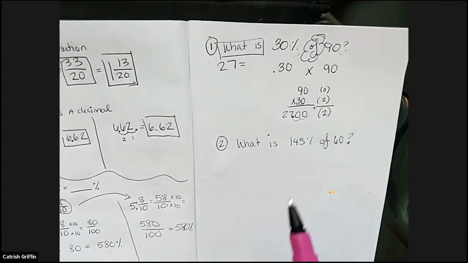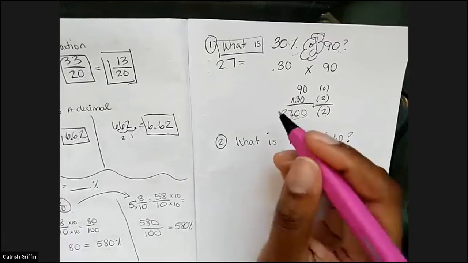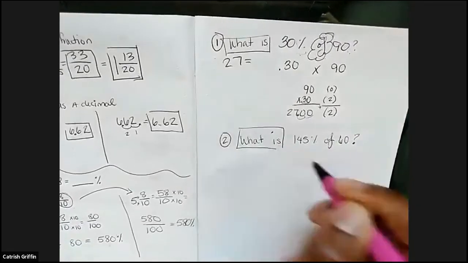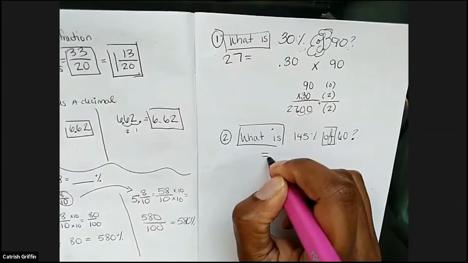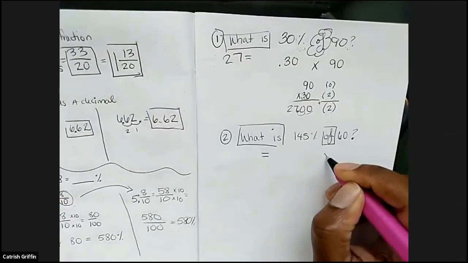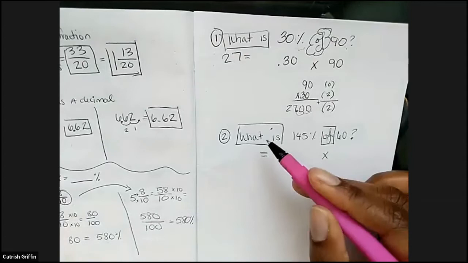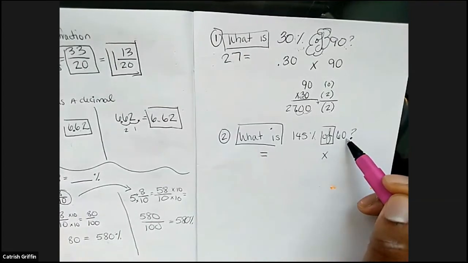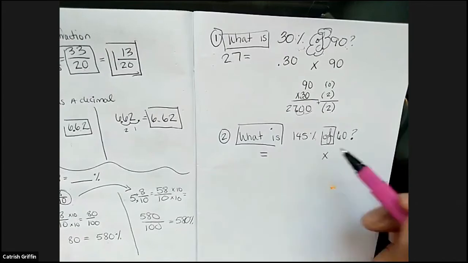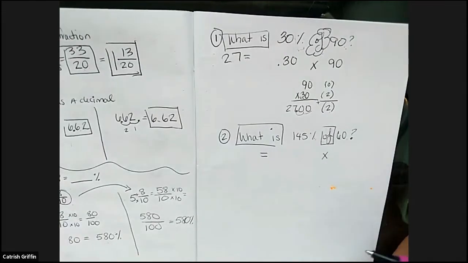So, all right, I wrote out the question, and I'm gonna box in these keywords, "what is" and also "of." "What is" usually means that there's an equal sign. "Of" usually means that I need to multiply. I wanna know what is 145% of 60. For this one, I'm going to work with a fraction just to show you that if you work with a fraction, you get the same answer.